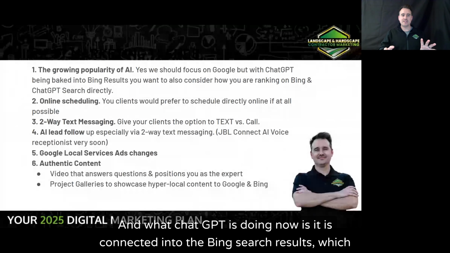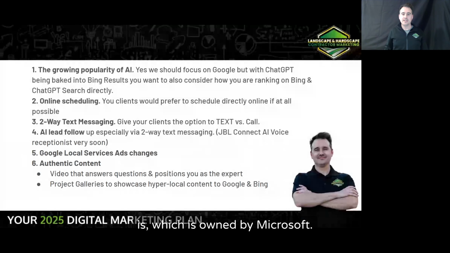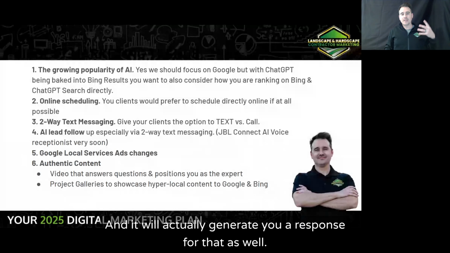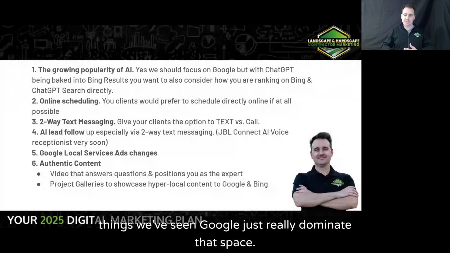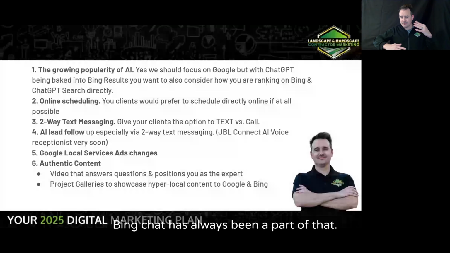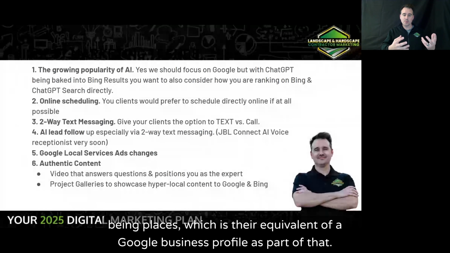And what ChatGPT is doing now is it's connected into the Bing search results, which is owned by Microsoft, and it will actually generate you a response for that as well. Previously in SEO for websites and Google business profiles, we've seen Google really dominate that space. Bing Chat has always been a part of that. Bing Places, which is their equivalent of a Google business profile, is part of that.